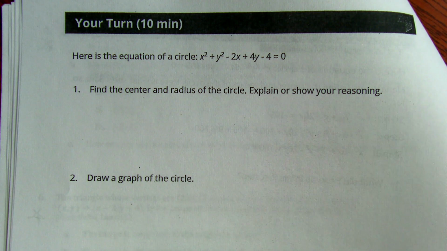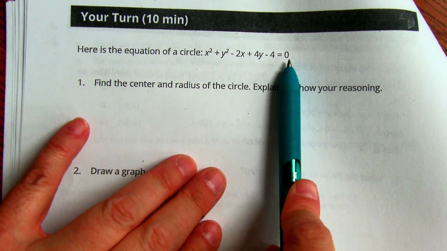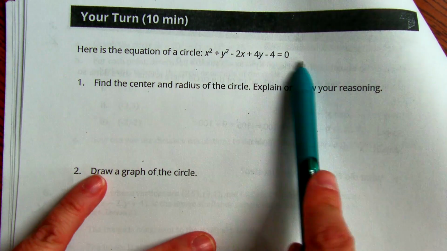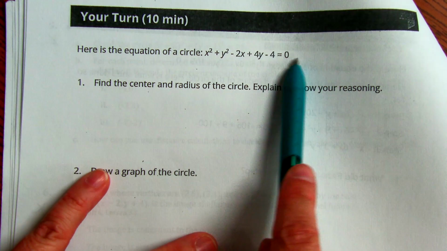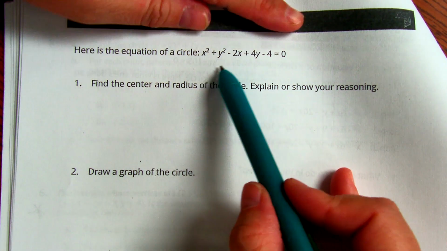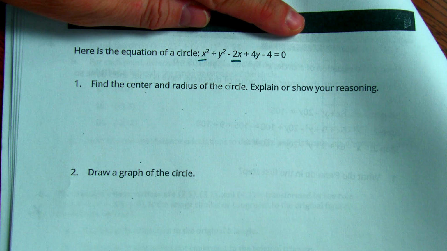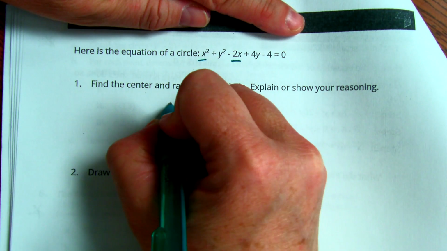Okay, so here's an equation. This is clearly not written in standard form. This is in a general form, and right now this is not really helpful. So we are going to make it more helpful. Here's what I like to do: we are going to take anything with the x's and put them together.